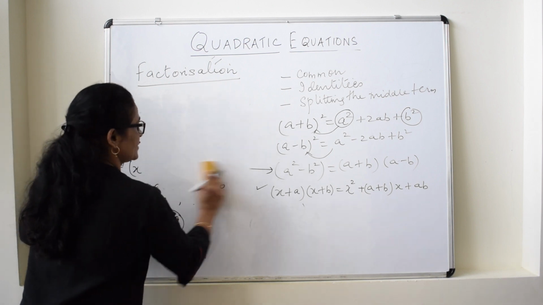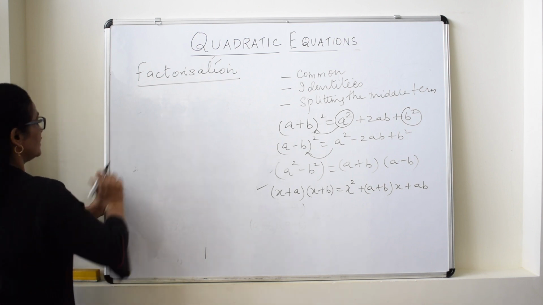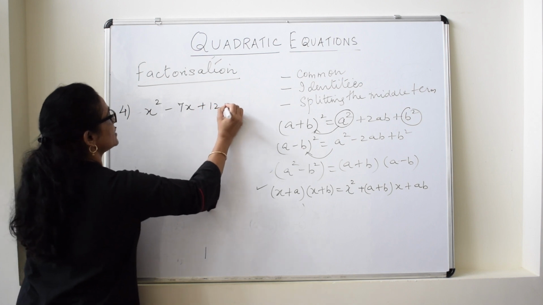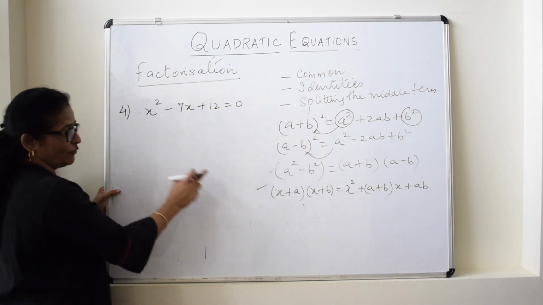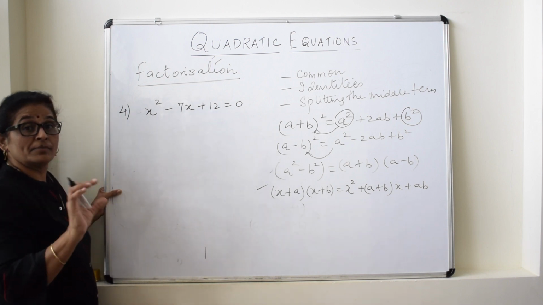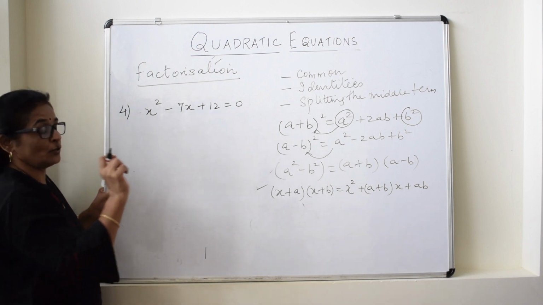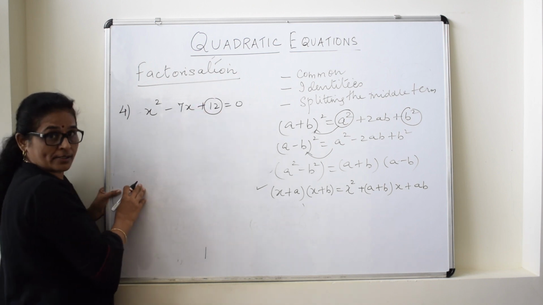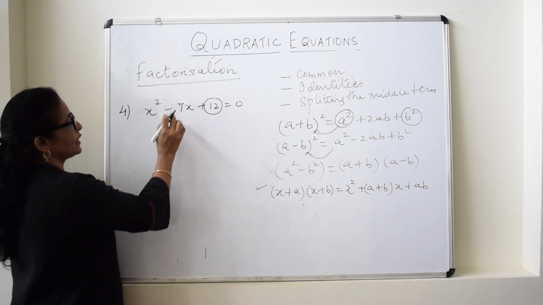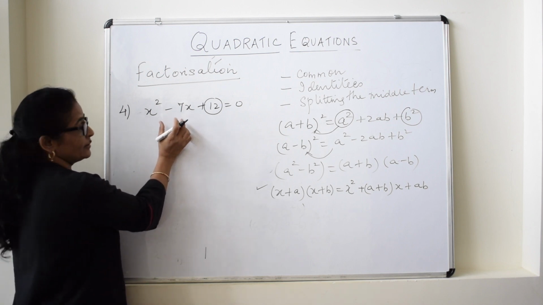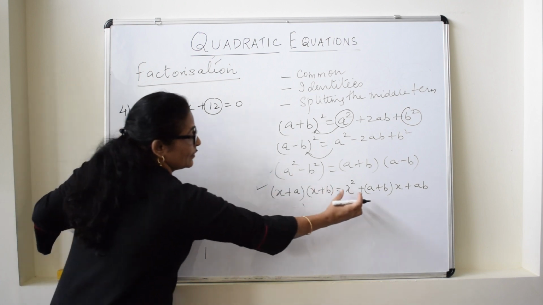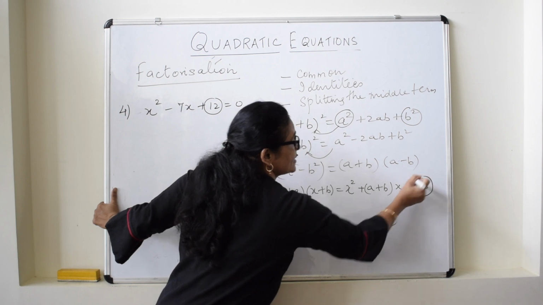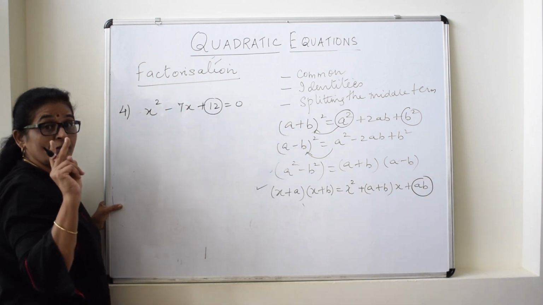Now, if you write x square minus 7x plus 12 is equal to 0. The fourth identity and splitting the middle term sometimes get mixed up. I'll tell you how. In this case, the constant term c is 12. If you compare this form with x square plus (a plus b) into x plus ab, this last term ab means the product of two numbers.